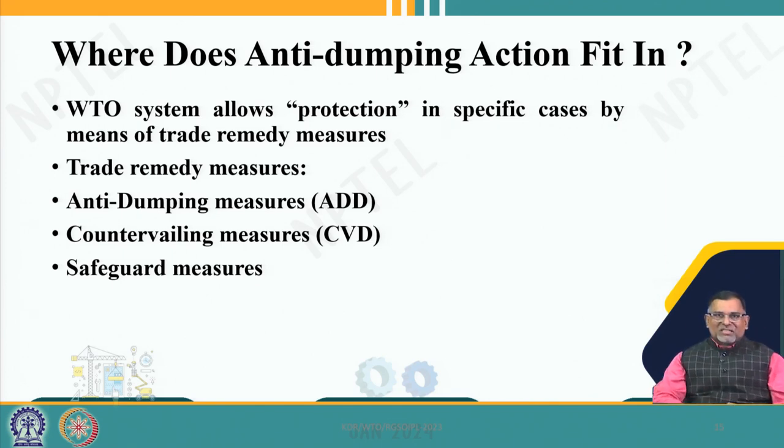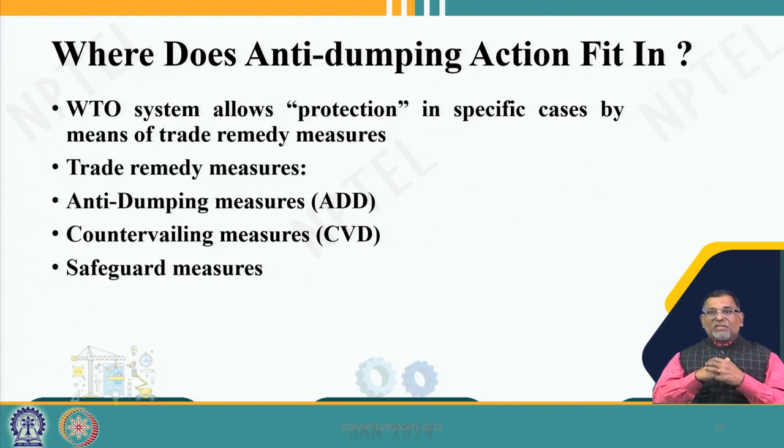So, these anti-dumping actions fit into the WTO scheme of trade remedy measures, along with two other agreements: one on subsidies and countervailing duties, and the other on safeguard measures. If a subsidized product is exported, then in order to counter it you put countervailing duties. If there is a sudden surge in imports, then safeguard duties are imposed. And when a product is dumped in the market, then anti-dumping duties are imposed.